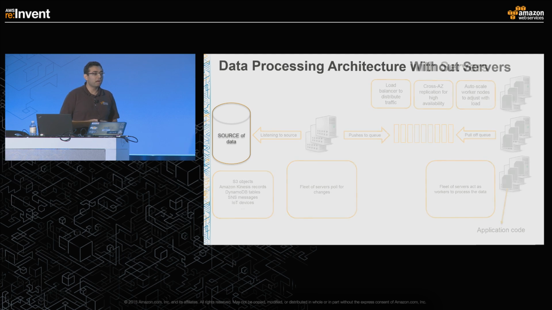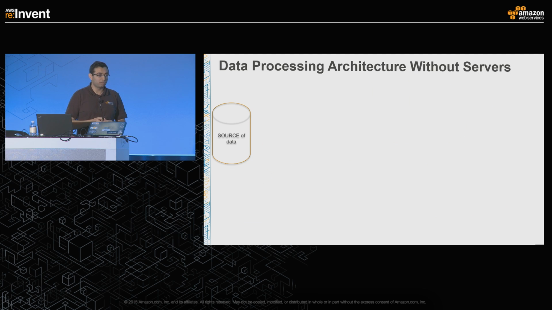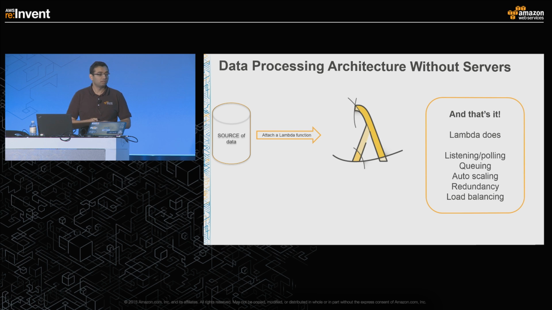So let's look at how that architecture would be different in a serverless environment. You have the same source of data. You attach that to a Lambda function, and that's it. Lambda does the listening, the polling, the queuing, the auto-scaling, the load balancing, and all of that is done by the system. All you have to do is bring that application code to Lambda and let Lambda handle the rest of it.